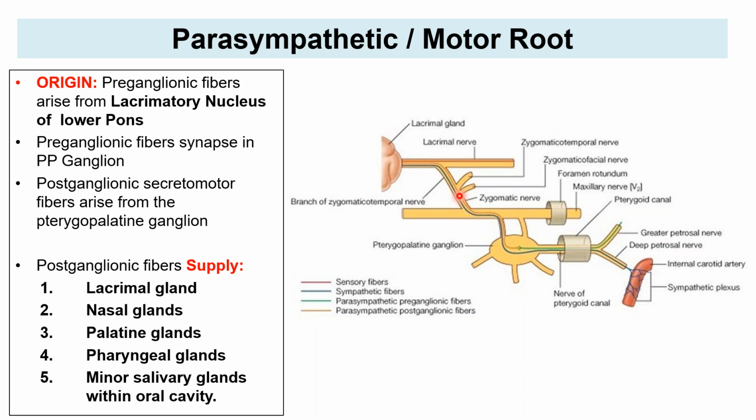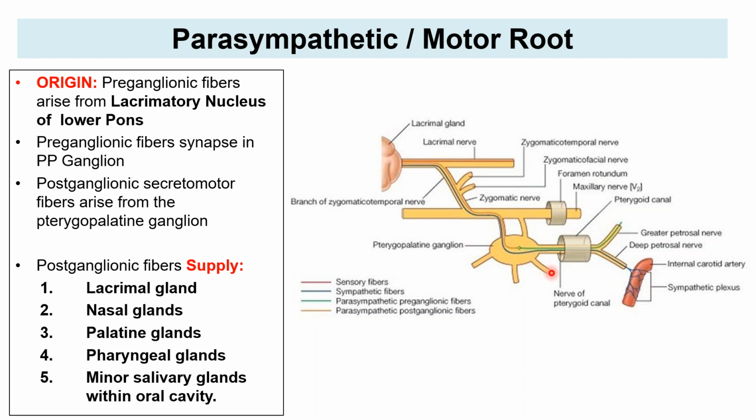The zygomatic nerve then divides into zygomaticofacial and zygomaticotemporal. So this is the zygomaticotemporal nerve. It's a branch of the zygomatic nerve. And this is the lacrimal gland. With this knowledge of this picture, now let's see how the parasympathetic motor root is acting.